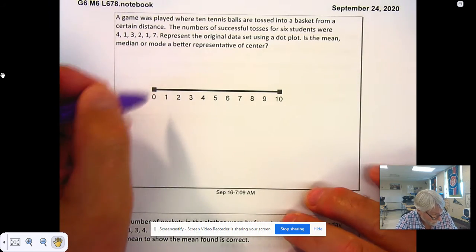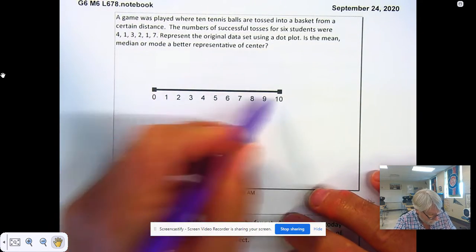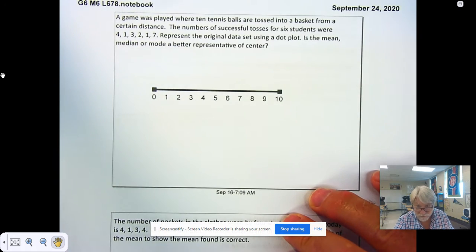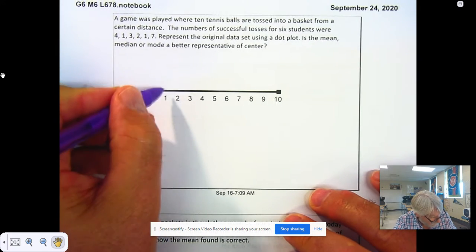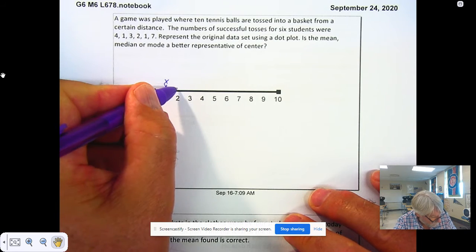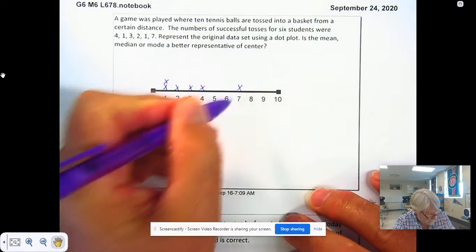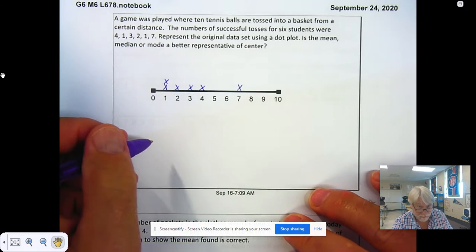All right. So when you made the dot plot, you numbered from 0 to 10. Maybe you went from 1 to 7. That would have been fine too. So 1 had 2. We had a 4, a 3, a 2, and a 7. So there's the dot plot.